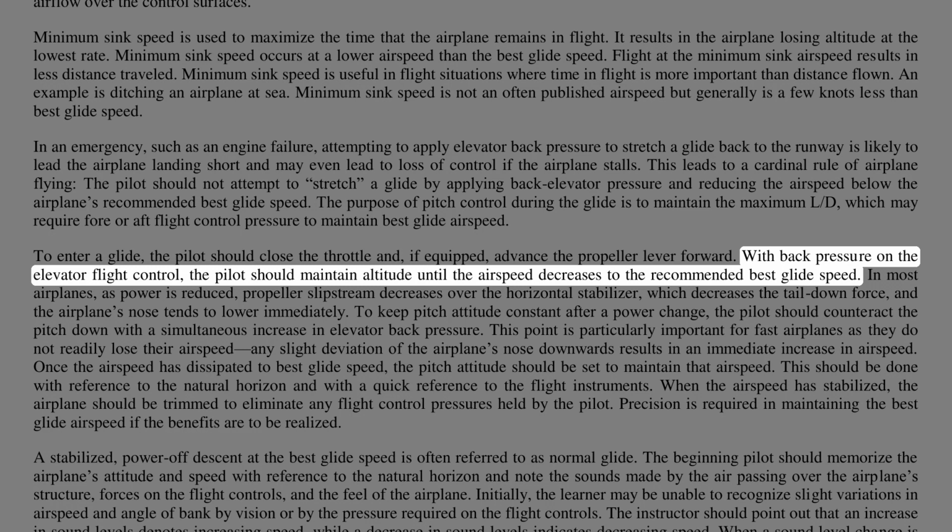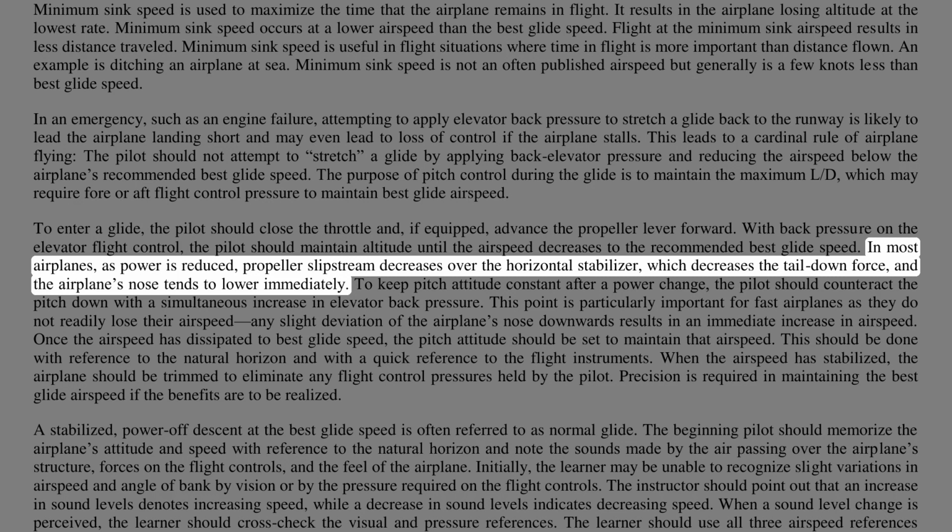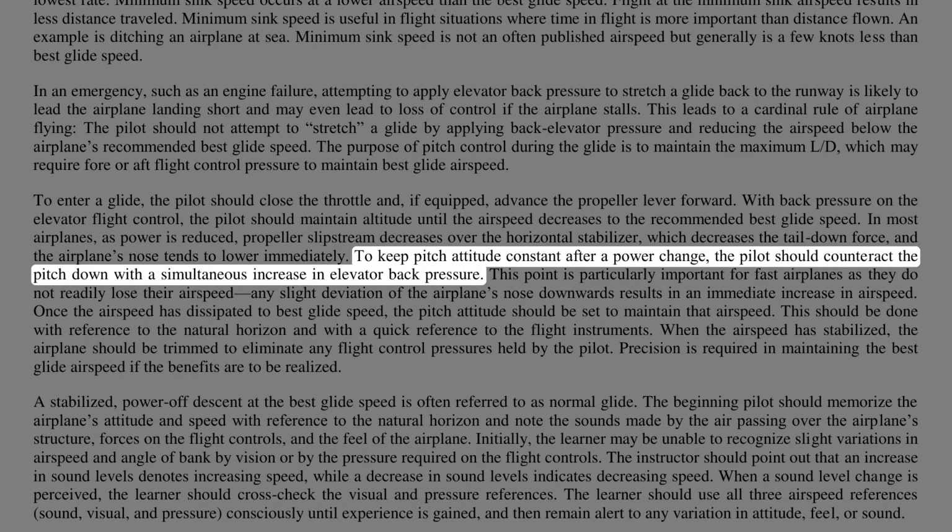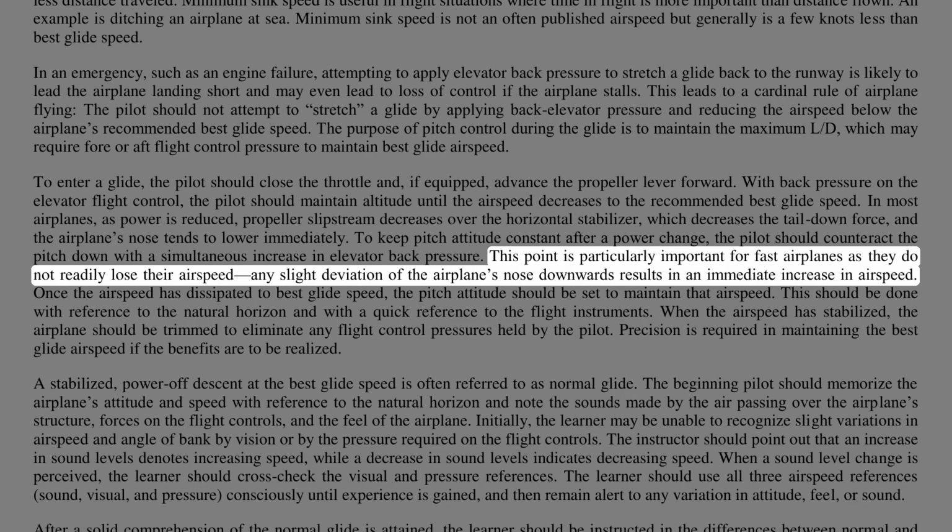In most airplanes, as power is reduced, propeller slipstream decreases over the horizontal stabilizer, which decreases the tail-down force, and the airplane's nose tends to lower immediately. To keep pitch attitude constant after a power change, the pilot should counteract the pitch down with a simultaneous increase in elevator back pressure. This point is particularly important for fast airplanes, as they do not readily lose their airspeed. Any slight deviation of the airplane's nose downwards results in an immediate increase in airspeed.